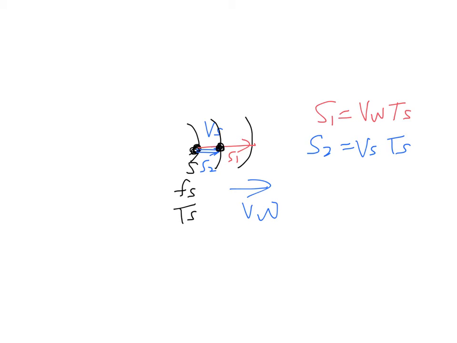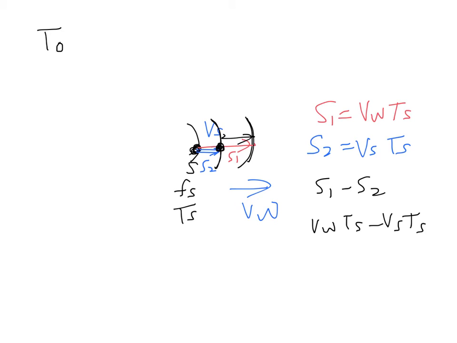Alright, so what will happen is that the distance between the first wave crest and the second wave crest is now S1 minus S2, which is this remaining distance. So that is the distance between two subsequent wave crests, which is S1 minus S2, equal to VwTs minus VsTs. So for an observer, what would the period between two observed wave crests be? The period is the time taken between two wave crests.